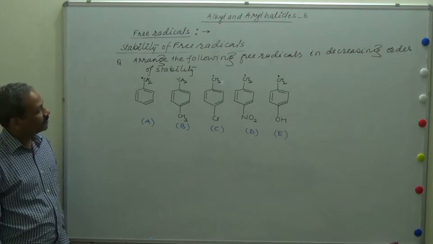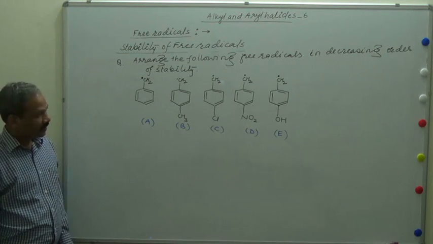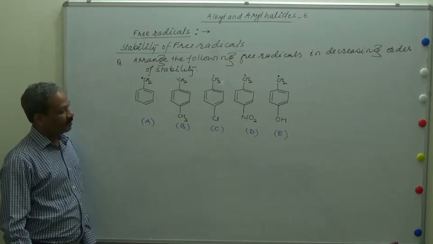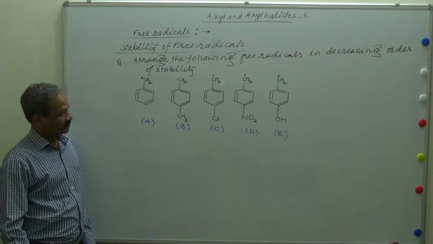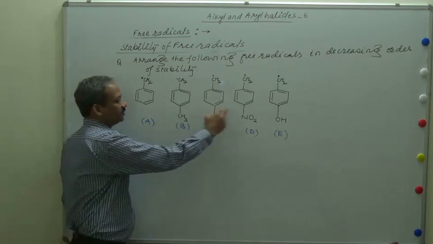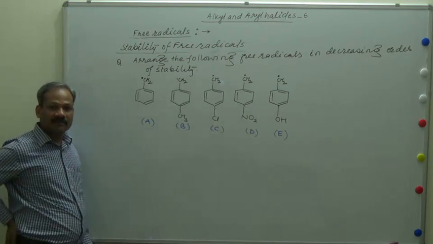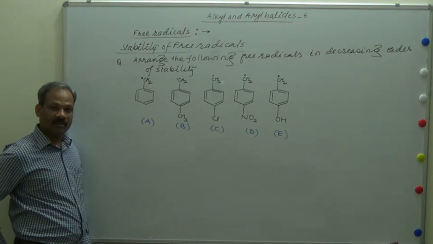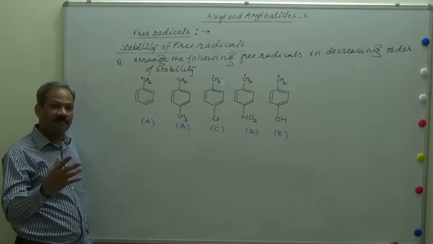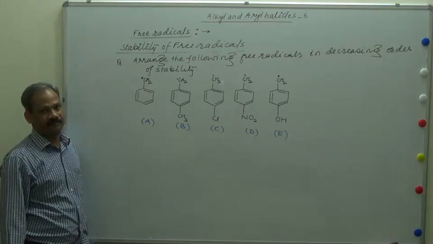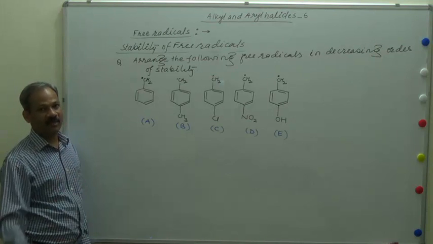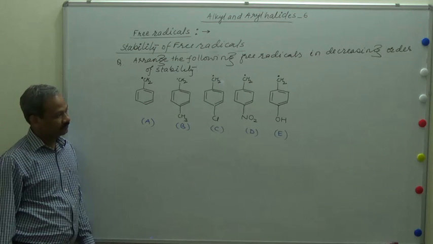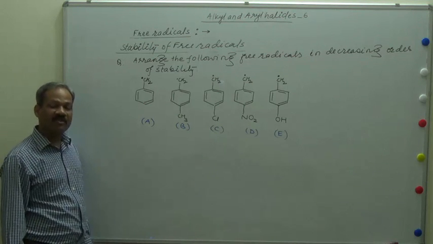So to compare the relative stability, first of all see what is the difference in their structure. Now you will notice that the substituents present on the para position in the benzylic free radicals are different. So these substituents show different types of electronic effects. These substituents may be electron releasing substituents, or these substituents may be electron withdrawing substituents.